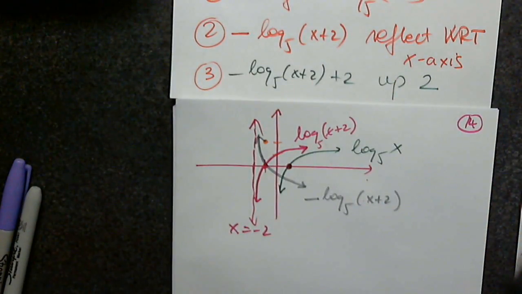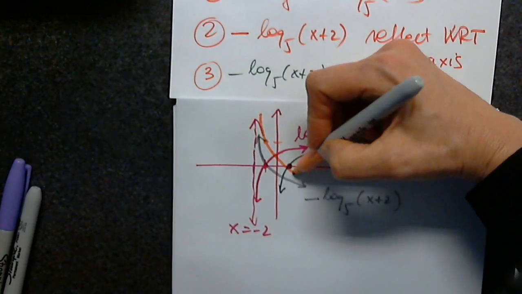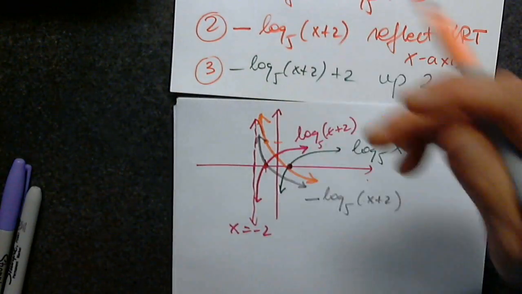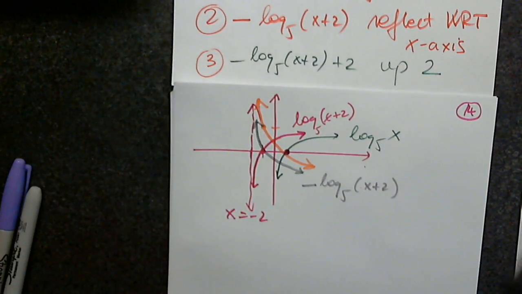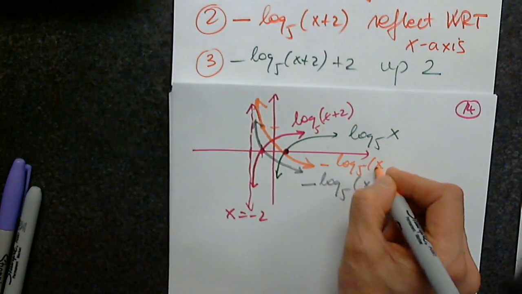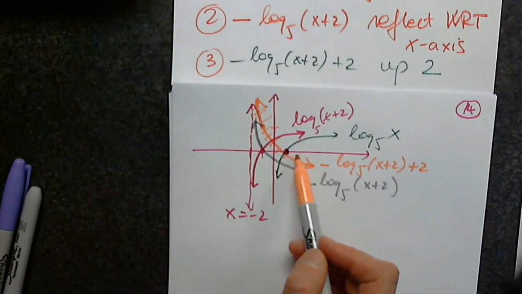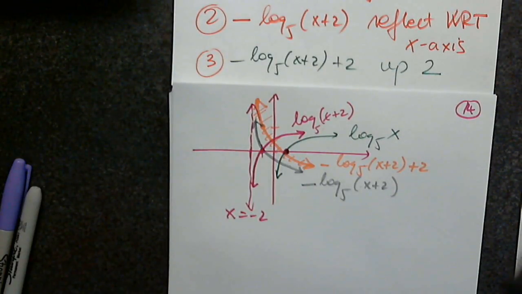I don't know where it's going to cross. I don't know if it's crossing here or here. I don't really care. I'm only interested in a rough estimate of the graph. If I want to determine the x and y-intercepts, it will be no problem. So this is negative log base 5 of x plus 2 plus 2. This is the final graph. Okay.